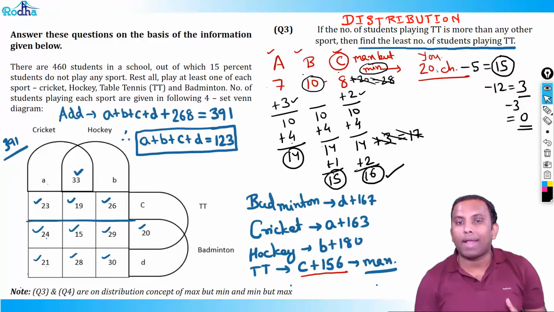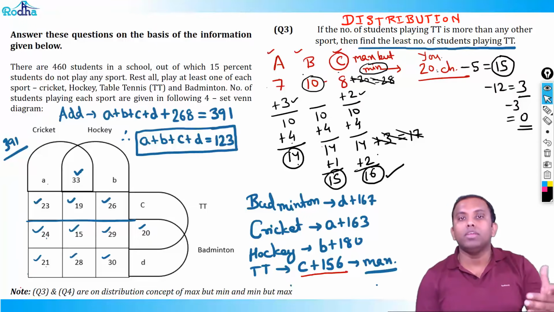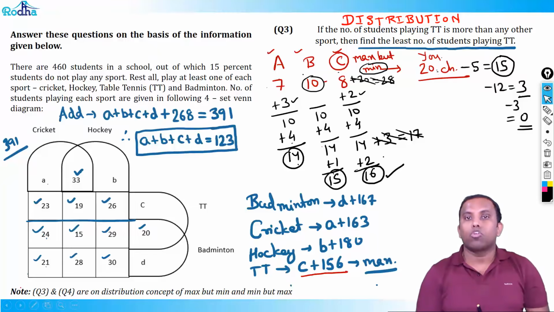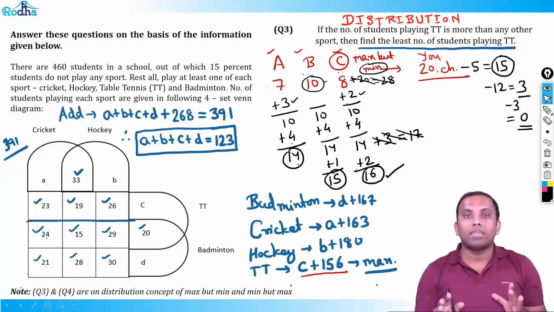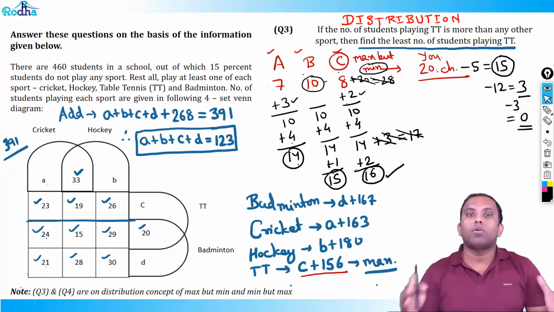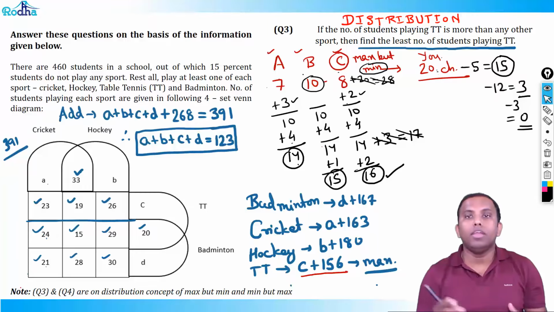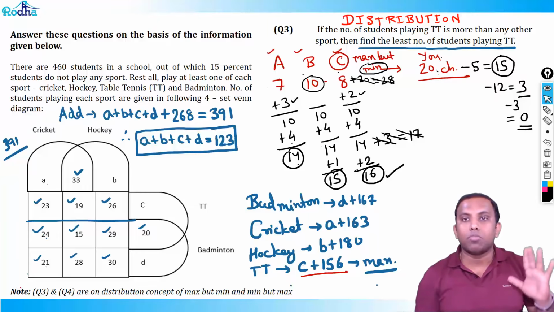Still C is maximum among all these three, right? But C is 16 is that minimum number possible, right? That means 16 would be the answer for the question: what is the maximum but minimum number that can be given to C? That could be 16, right? So this is a concept of maximum but minimum, or it can be given in this language: find the maximum number possible for C among all three, which that number is as least as possible, right? This is the whole concept behind distribution, maximum but minimum, right?